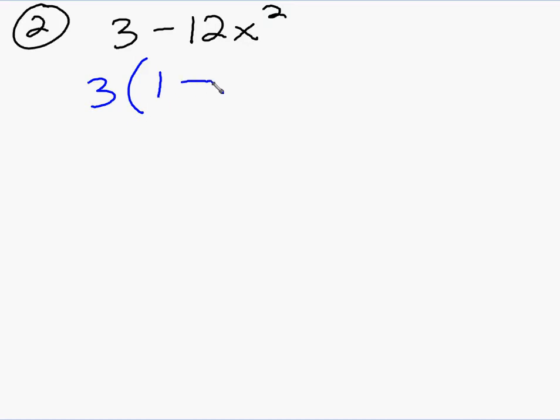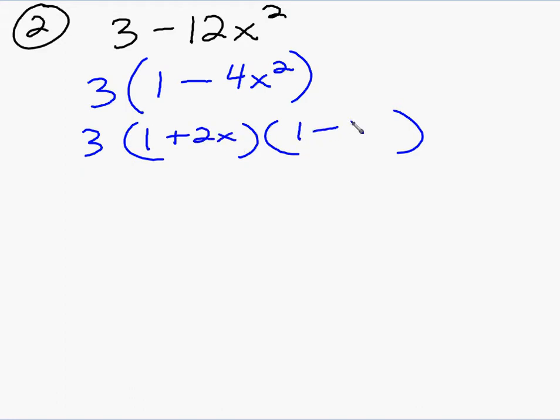Another one where we have to combine two things: 3 minus 12x squared. Is 3 a perfect square? No, it's not. So if you see this situation, you want to think, can I do backwards distributive property first? Is there a 3 in both? There is. So if I pull out a 3, I'm left with 1 minus 4x squared. Now, is that a difference of two squares on the inside? Yes, it is. So I leave this 3 out here, and I break this up into 1 plus 2x, 1 minus 2x.